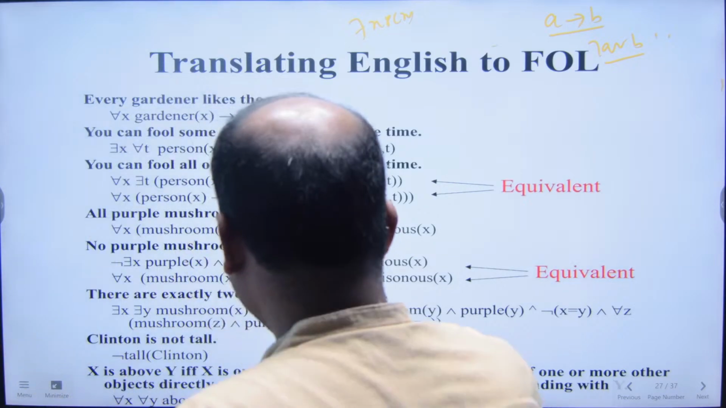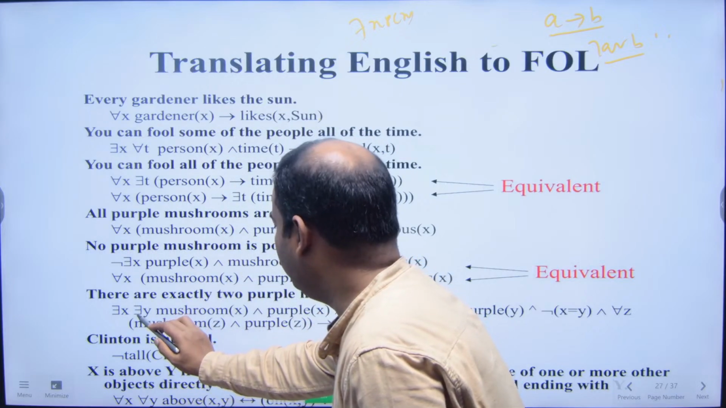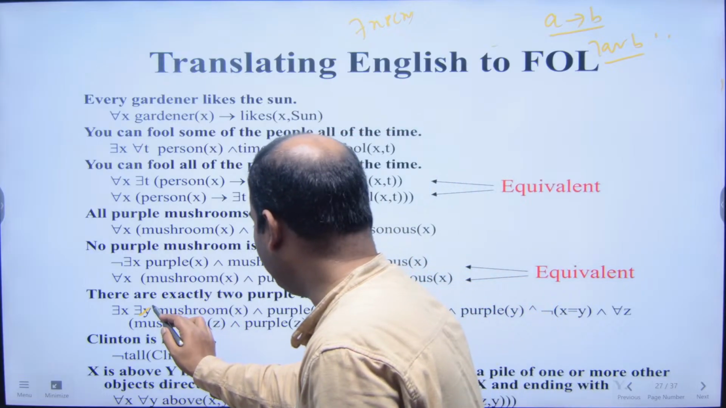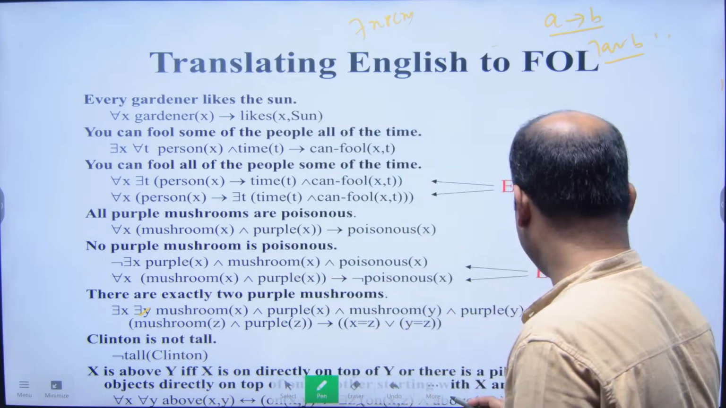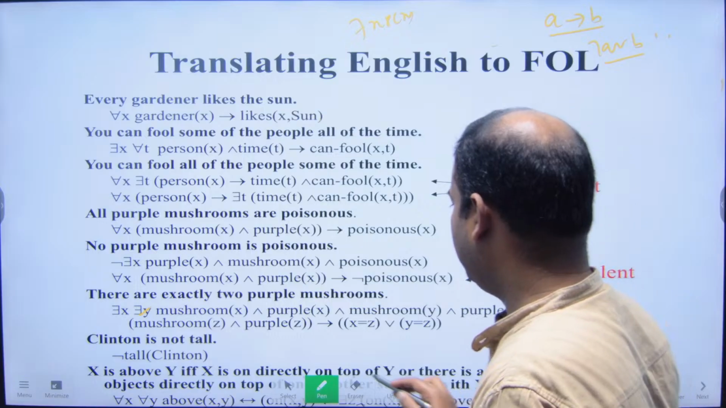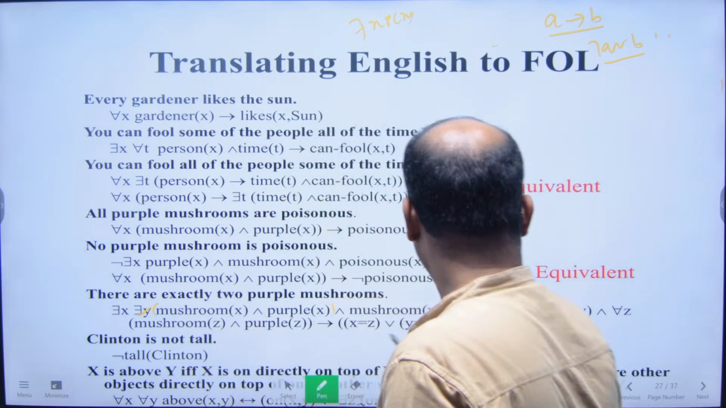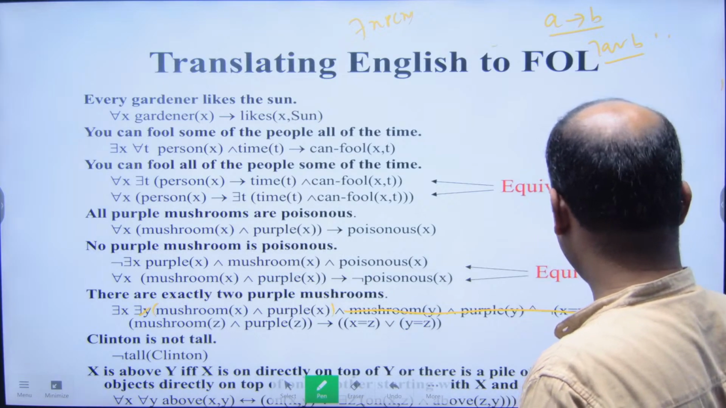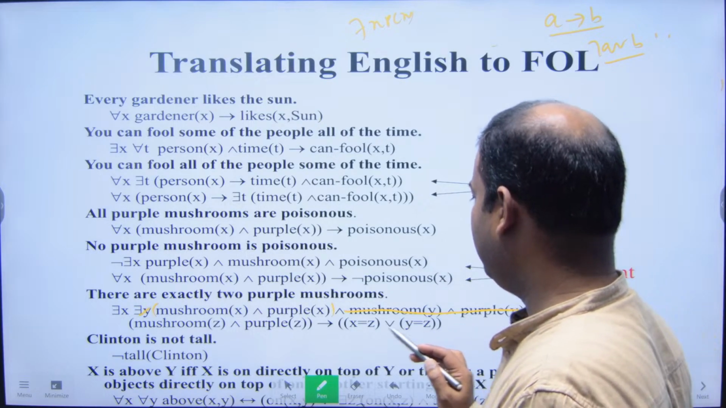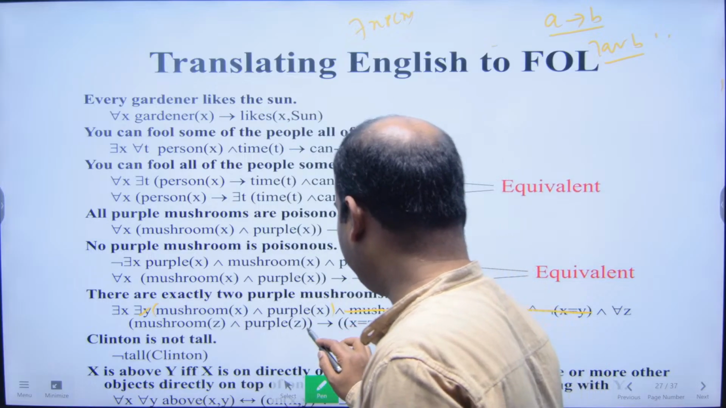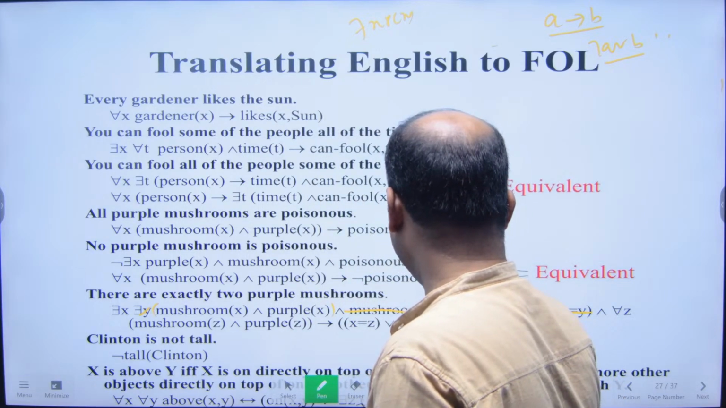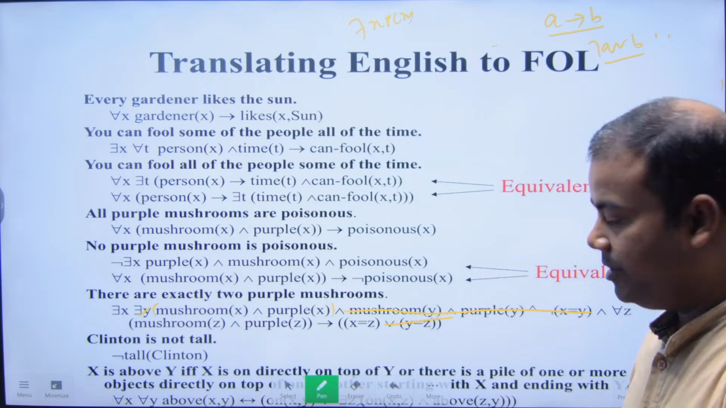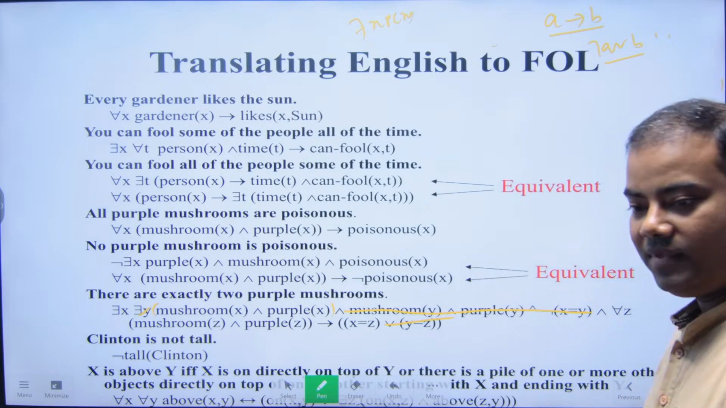So what you have to write, no need to write y: there exists x, mushroom x and purple x, and this only. After that you don't need to write this, and z is this, again mushroom and purple z, you don't have to write this. Same. Okay, clear? Any doubt?